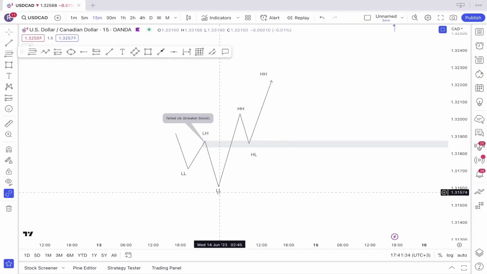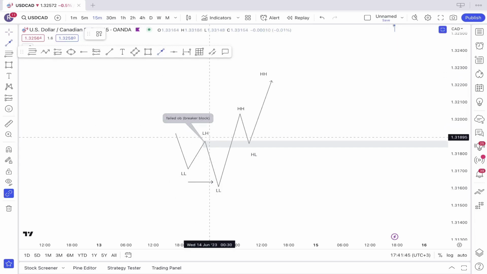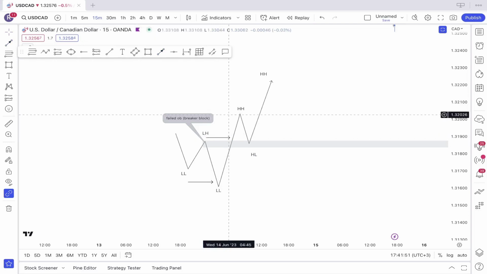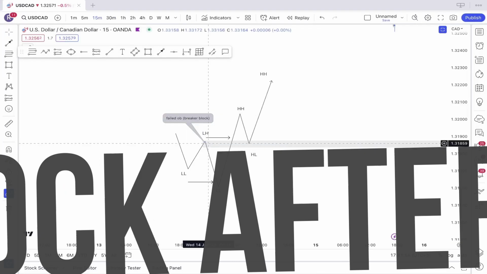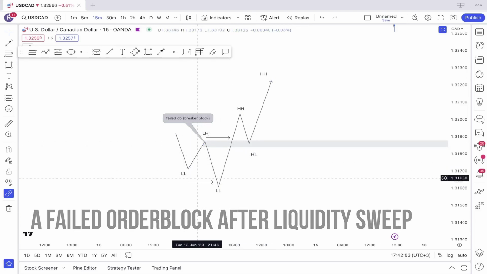So after the market shifts structure, after it has a liquidity sweep right here, below this low, we can see we have a liquidity sweep, and right after we have an aggressive break of structure to the upside, creating a higher high. All right, and this becomes a breaker block because, like we said, it is essentially a failed order block that occurs after the market shifts structure, of course, after a liquidity sweep.